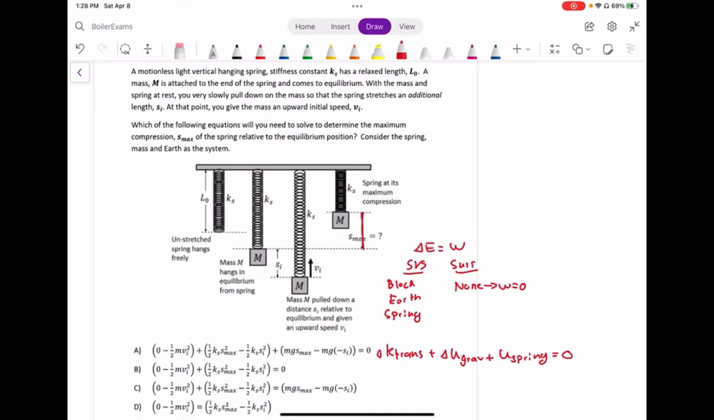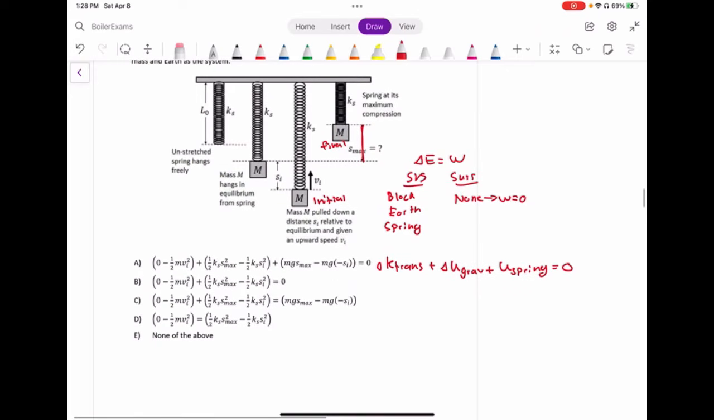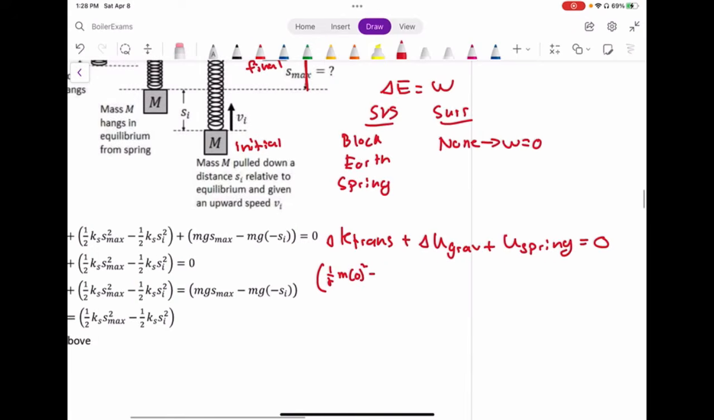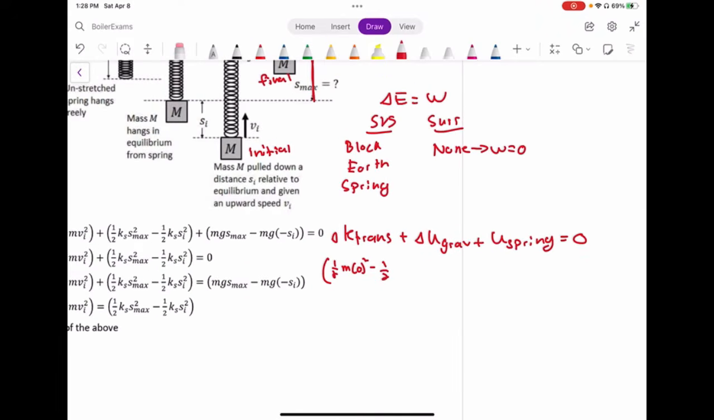So let's use this as our initial and this as our final condition. In the final condition, it's going to be at rest because it's at the maximum. So K trans final is going to be half m, and v is 0, so 0 squared, minus what's our initial, half m v_i squared. So there's our delta K trans contribution.